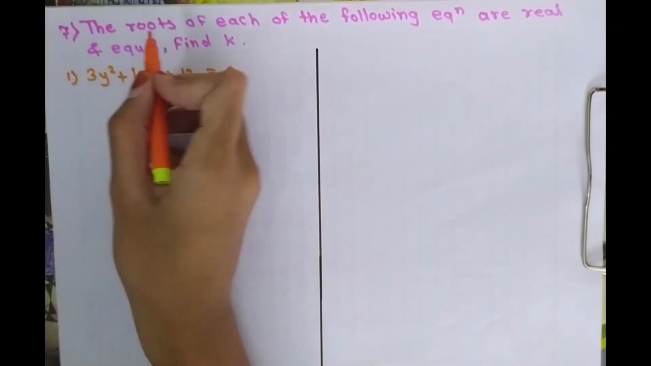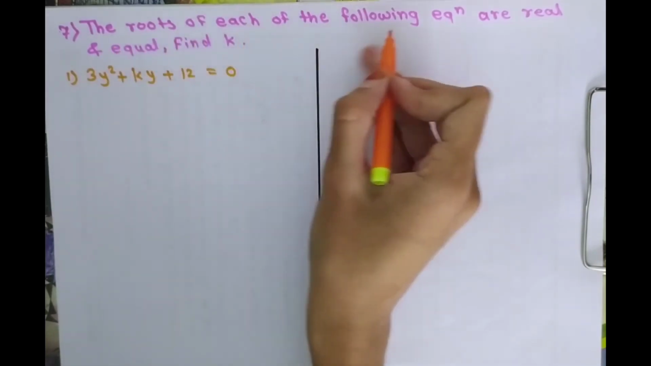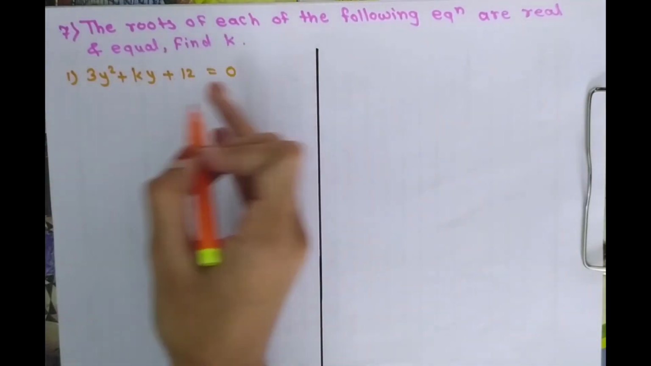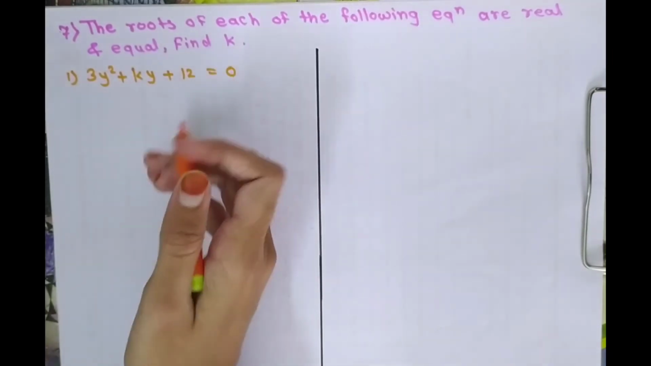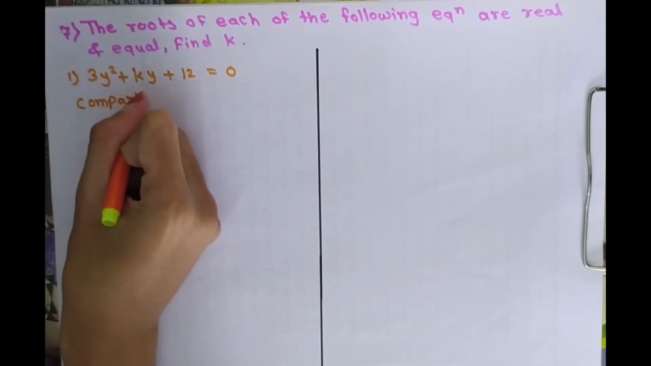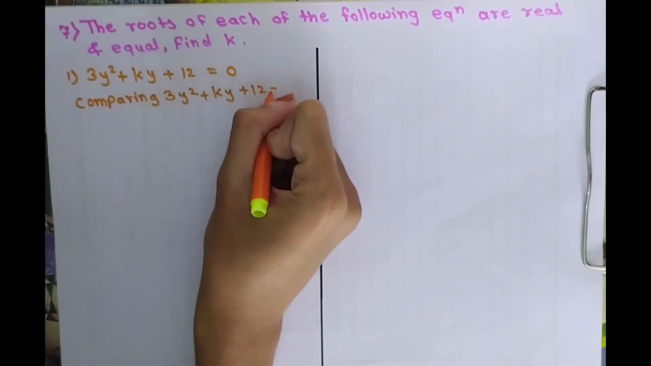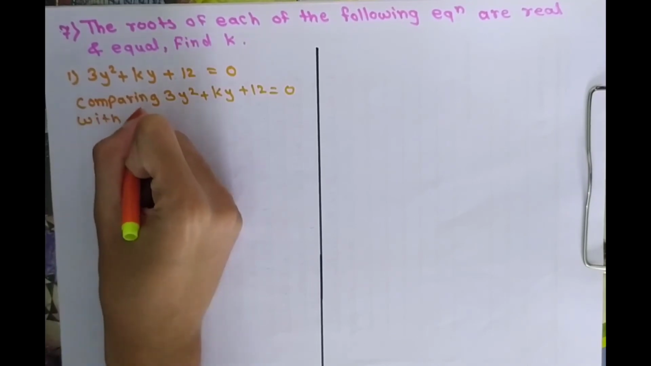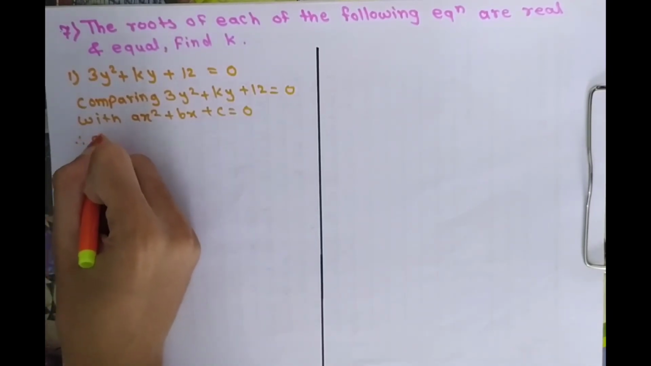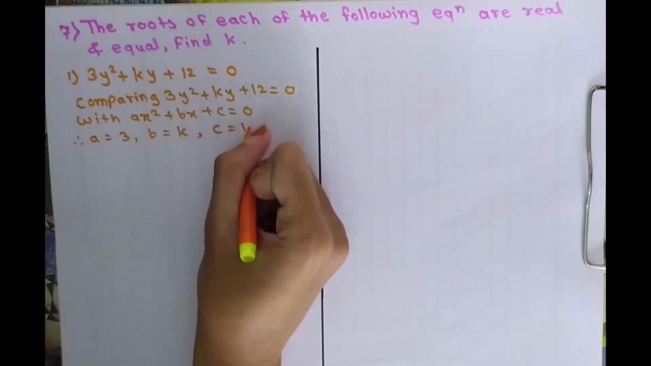Question number 7: the roots of each of the following equations are real and equal. Find k. Real and equal means the value of b square minus 4ac is 0. So first, compare 3y square plus ky plus 12 is equal to 0 with ax square plus bx plus c is equal to 0. Therefore, a is equal to 3, b is equal to k and c is equal to 12.